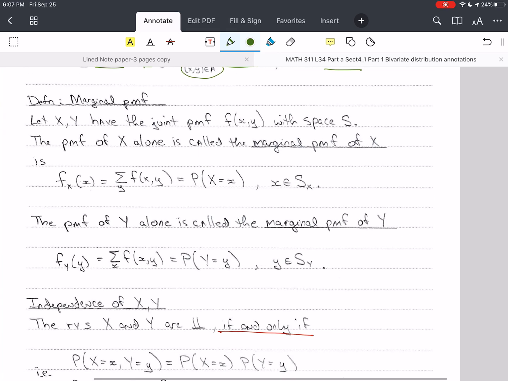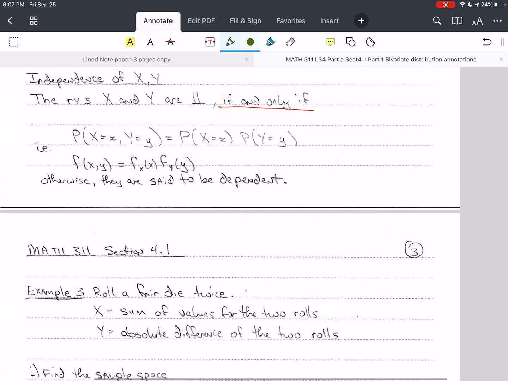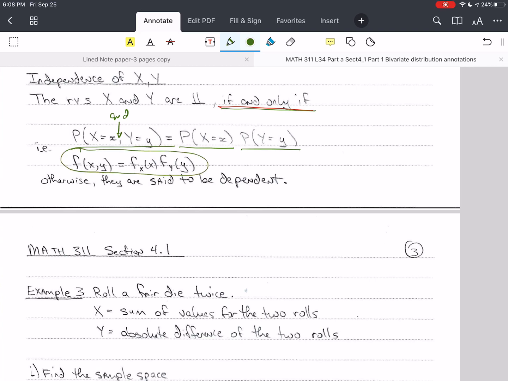And then we've talked about the marginal distributions. I want to talk about the independence of x and y. So the random variables x and y are independent if and only if the probability that x equals x and, this is an and, y equals little y is the probability that x equals x times the probability that y equals y, and these are the marginals, right? So we can write this another way, that f of xy is equal to f of x times f of y. Otherwise, they are said to be dependent, not independent, but dependent.